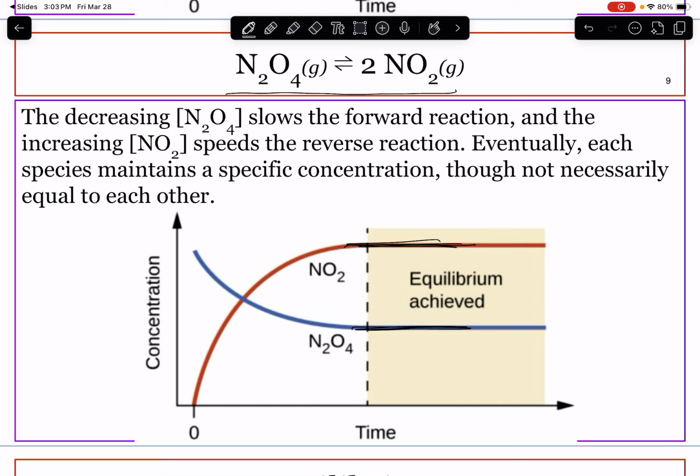Some reactions create more products, like this example here. We have a greater amount of NO2 than we do of N2O4 at equilibrium. But other chemical reactions will end up creating very few products before reaching equilibrium. Rarely are the products equal to the reactants at equilibrium.